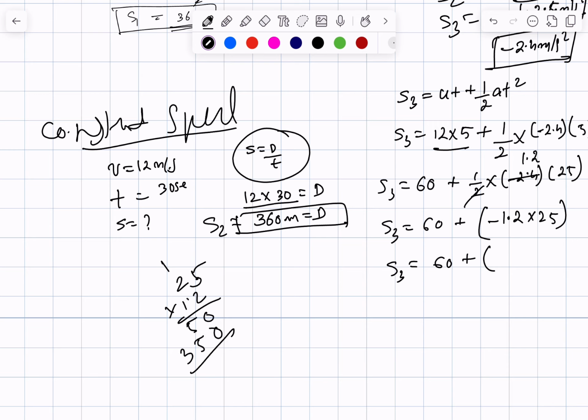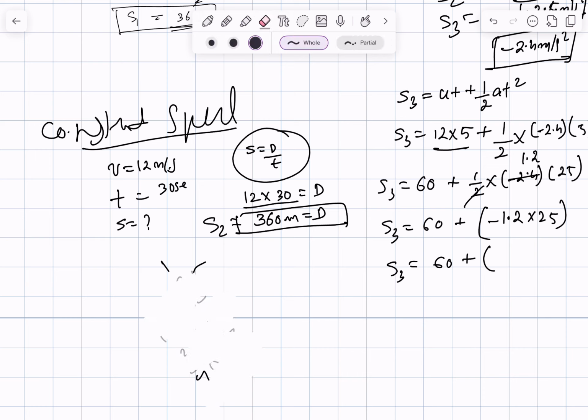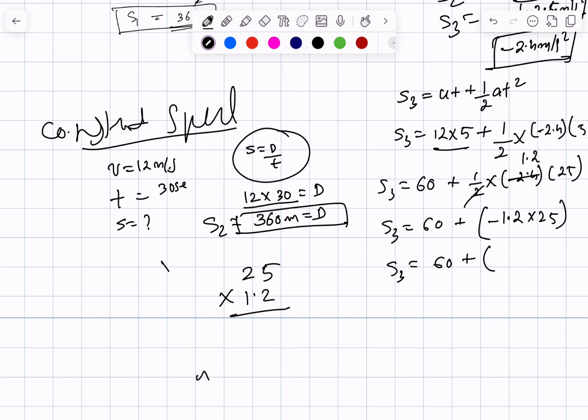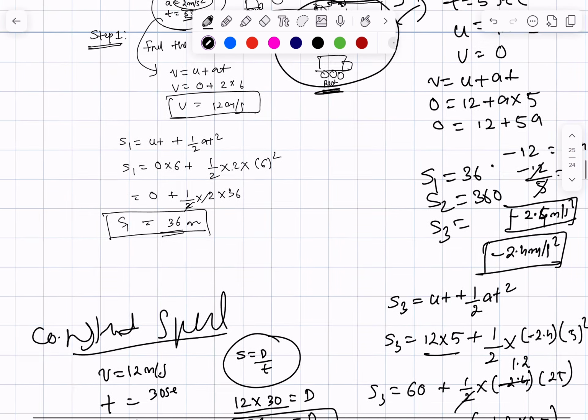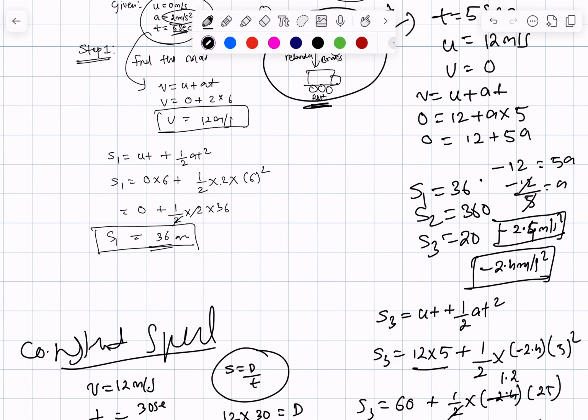Minus 30. Sorry, did something go wrong? What again, 25 into 1.2? Yeah, I did it right, it's 40. So S3 will be 20. Now I know S3 is 20, if I'm not wrong.